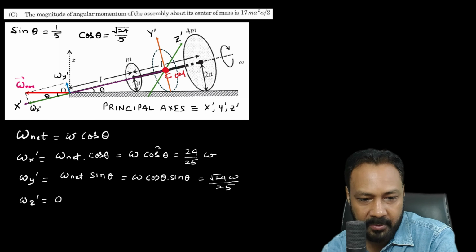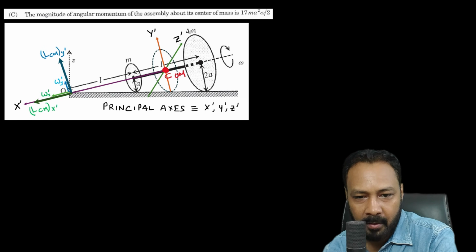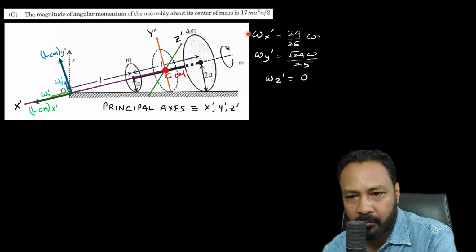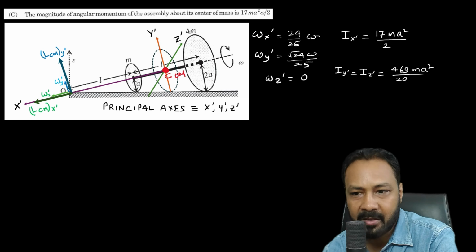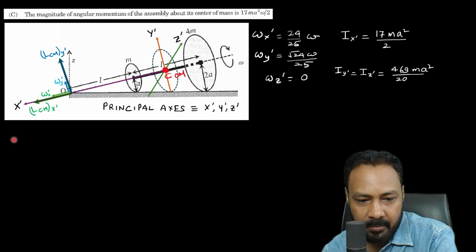So understanding the method is the right thing. Okay, now that we have got omega x dash, omega y dash, omega z dash, and also I x dash, I y dash, I z dash, like this.